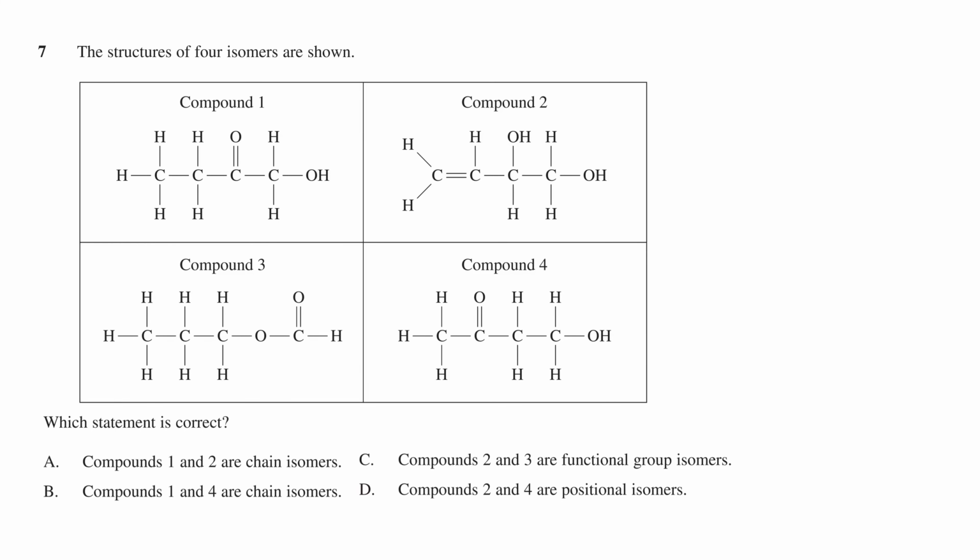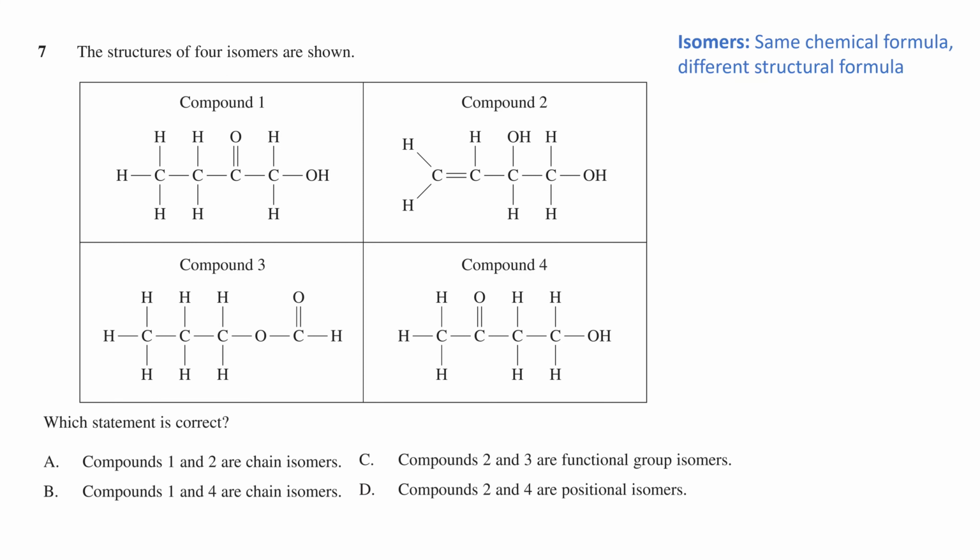Compounds 1 and 2 are chain isomers, compounds 1 and 4 are chain isomers, compounds 2 and 3 are functional group isomers, or compounds 2 and 4 are positional isomers. Firstly, we remind ourselves of what isomers are. An isomer has the same chemical formula, but different structural formula. In other words, compounds 1 to 4 here all have the same number of carbon, oxygen, and hydrogen atoms, but their arrangements are different. Therefore, these are all structural isomers.